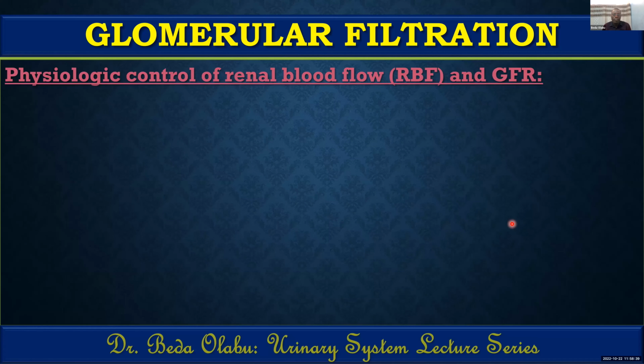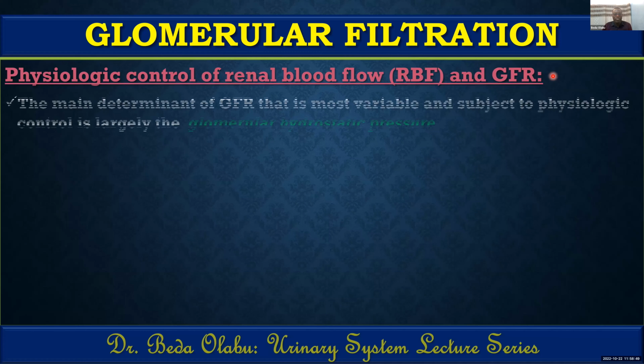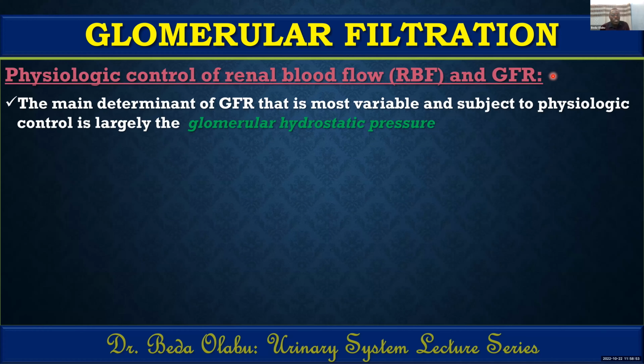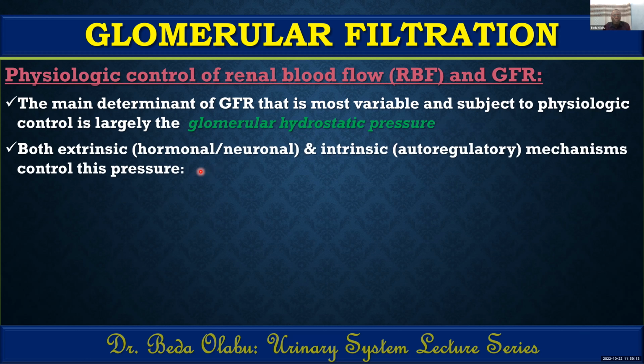So physiologically, how is the renal blood flow controlled? And how does that in turn also affect the glomerular filtration rate? The main determinant of glomerular filtration rate that is most variable and subject to physiological control is actually the glomerular hydrostatic pressure, because you know the proteins don't change that rapidly, but these ones change rapidly. There are both extrinsic mechanisms as well as intrinsic mechanisms that control the hydrostatic pressure. The extrinsic mechanisms rely on either hormones or neuronal mechanisms.